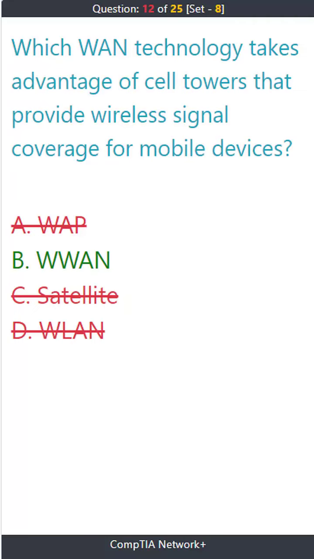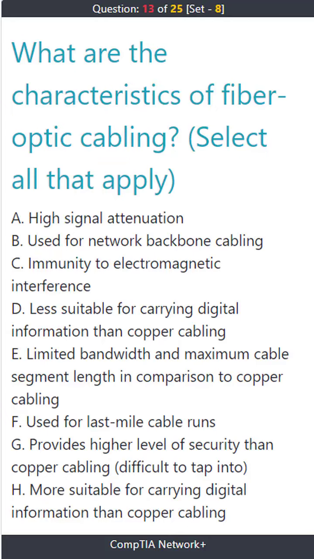The correct answer is B, WWAN. Question 13. What are the characteristics of fiber optic cabling? Select all that apply. A. High signal attenuation. B. Used for network backbone cabling.